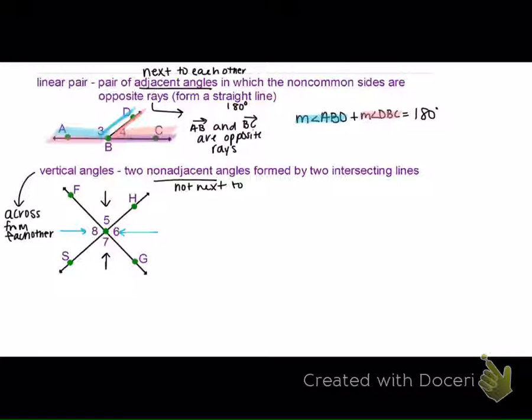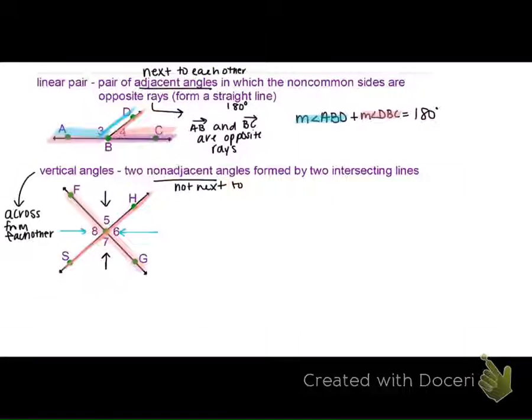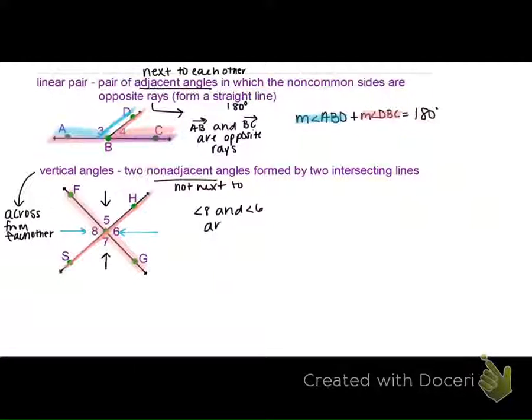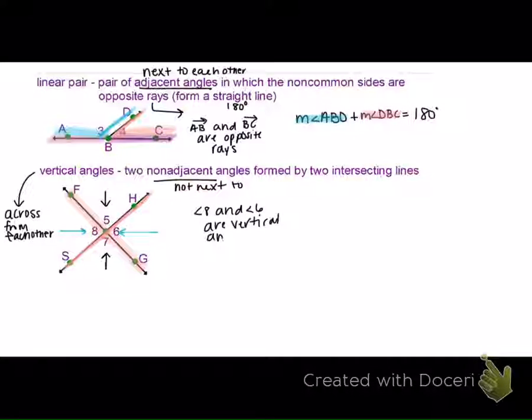So angle 8, do you see how there's no letter here in the middle? So we have to use what's inside of it. So angle 8 and angle 6 are vertical angles. And vertical angles are the same. They are congruent. So the measure of angle 8 equals the measure of angle 6. So they are the same.